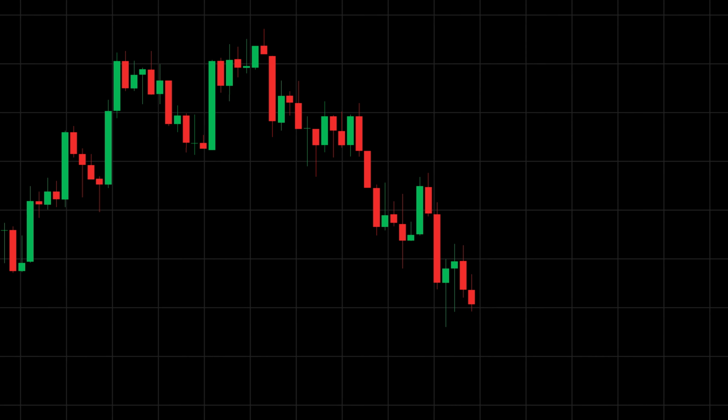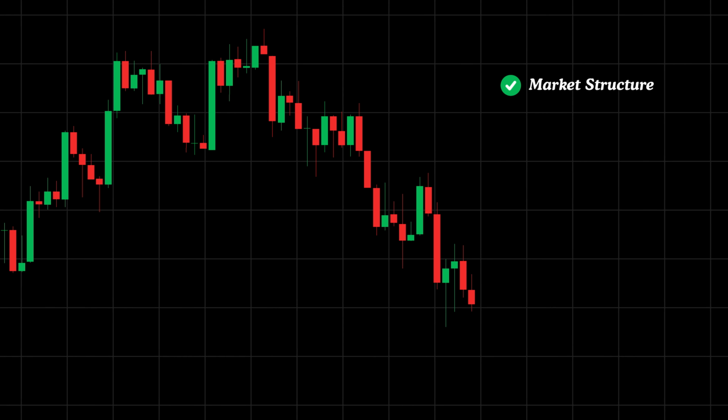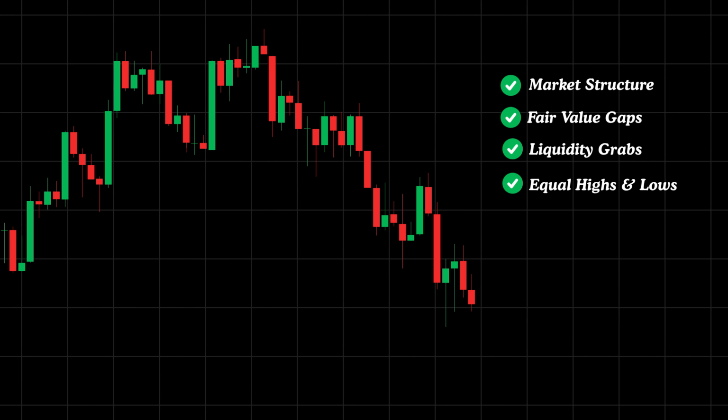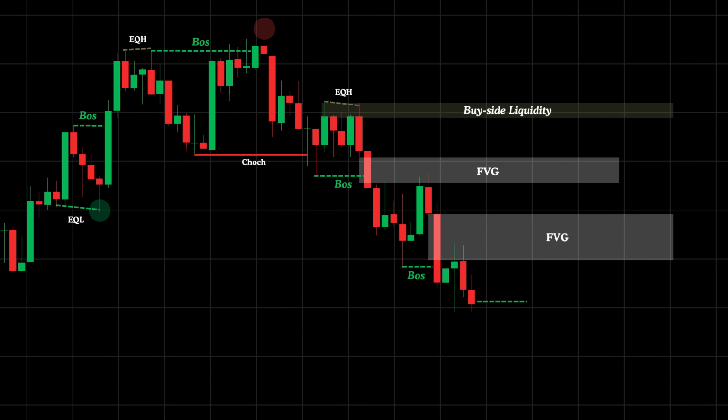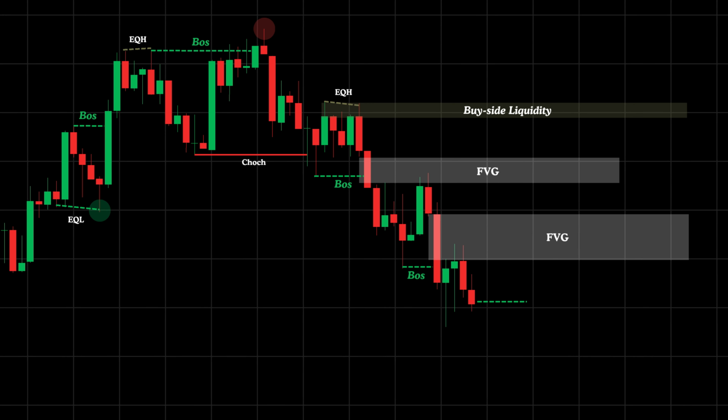Let's dive right in. As mentioned earlier, these strategies revolve around market structure, fair value gaps, liquidity grabs, equal highs and lows, and multi-time frame analysis. But here's the exciting part. We won't be manually drawing these levels on the chart. Instead, we'll leverage the price action toolkit indicator to automatically pinpoint them for us. So, let's not waste any more time and jump into the first setup.